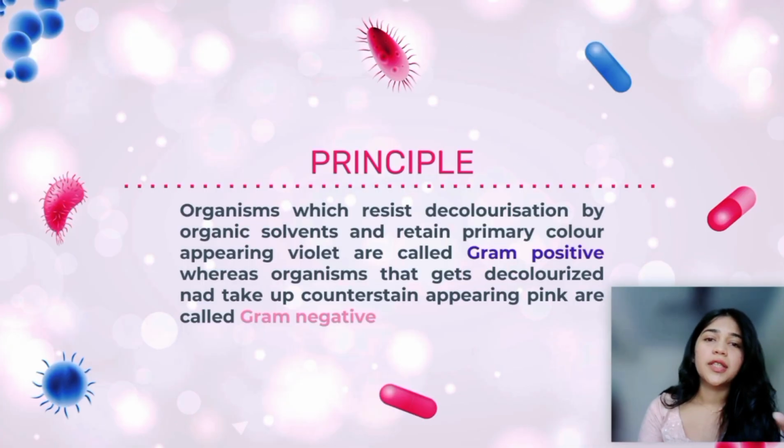So let's check the principle. Organisms which resist decolorization by organic solvent and retain the primary color, appearing violet, are called gram-positive, whereas organisms that get decolorized and take up the counter stain, appearing pink, are called gram-negative. This is the principle behind the gram staining technique.